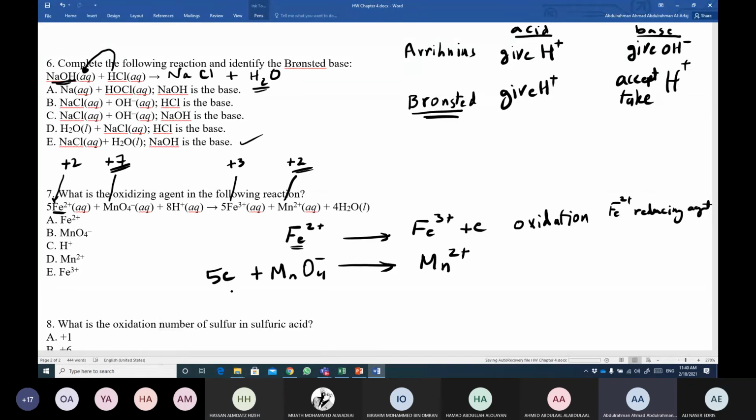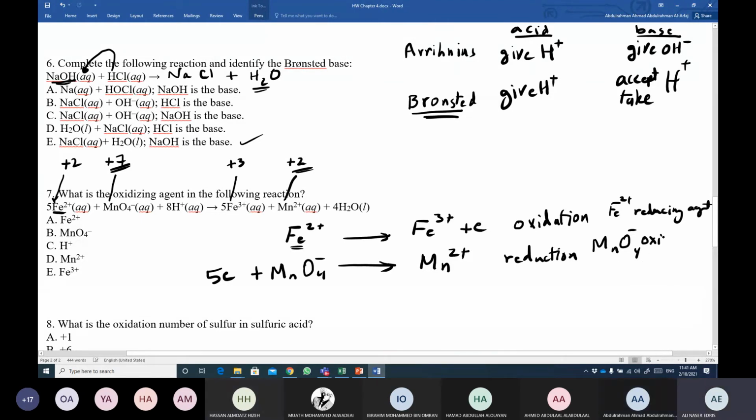Okay, so is this reaction oxidation or reduction? Reduction reaction. And MnO4- is what? Oxidizing agent. Is this clear? So which one is the oxidizing agent of this reaction?